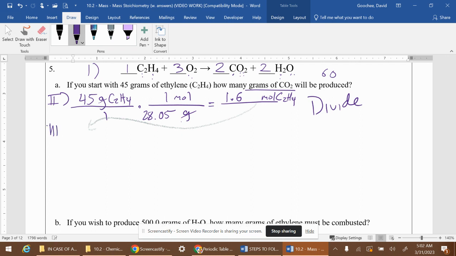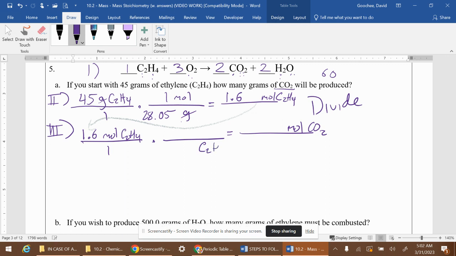All right, so the next step is we got to take these moles of ethylene and figure out how many moles of CO2 we need. So we got to get out of these moles of ethylene. 1.6 moles of ethylene, C2H4. We got to figure out how many moles of CO2 that is. We got to get out of ethylene, C2H4, and into carbon dioxide, CO2.